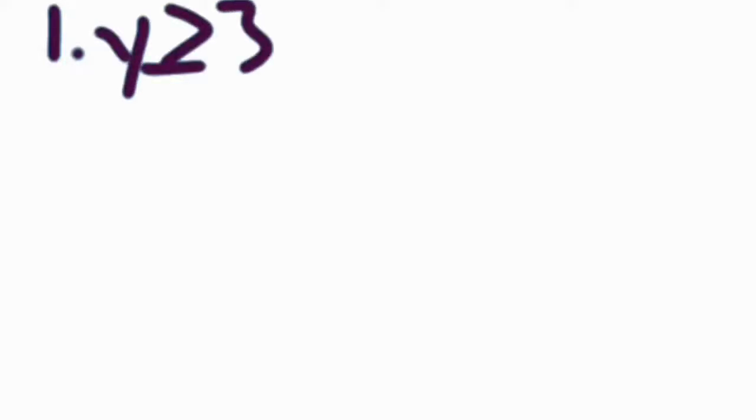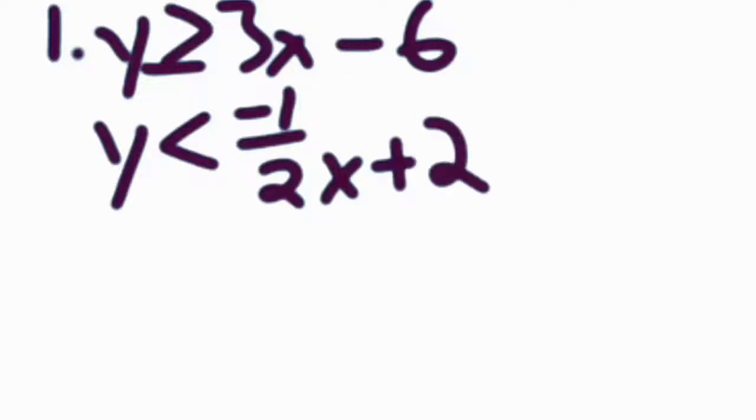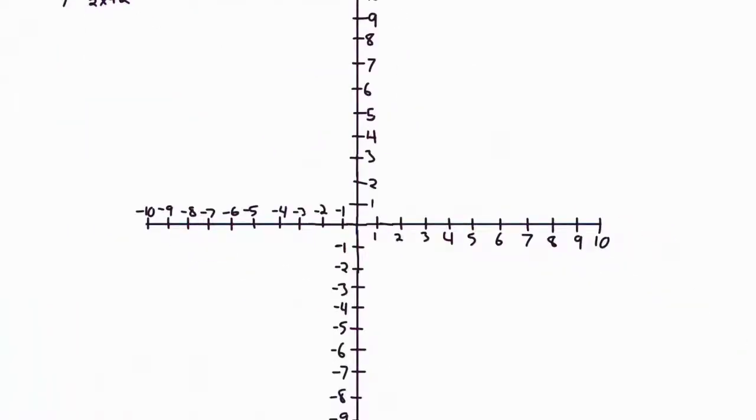Okay, number 1. Number 1 is y is less than or equal to 3x minus 6. And the second equation is y is less than -1/2 x plus 2. Alright, so first we want to put in the y-intercepts. So the y-intercepts are -6 and 2. So you put a dot on both of those.